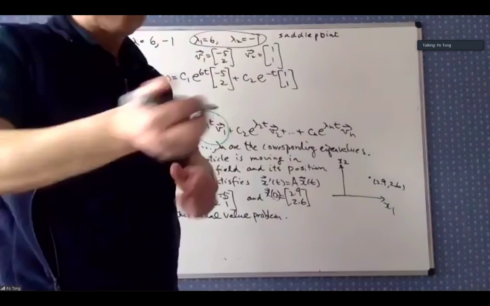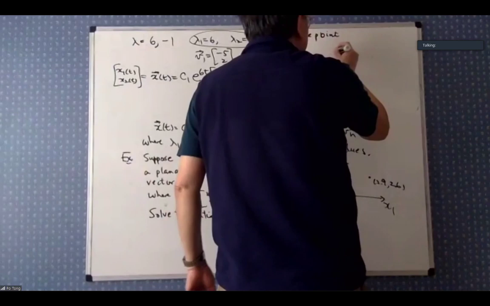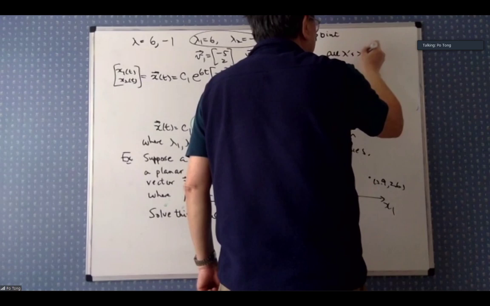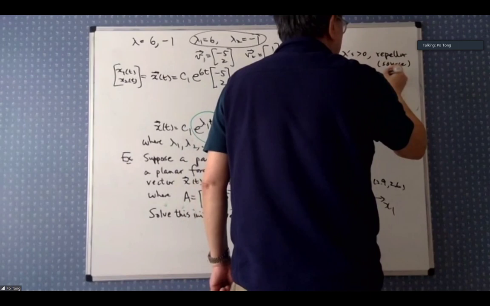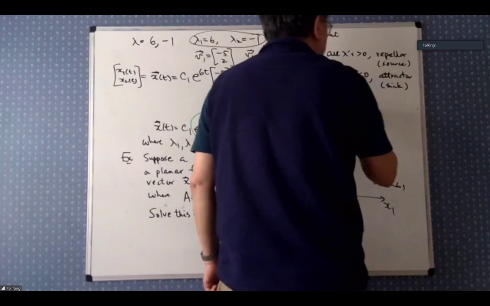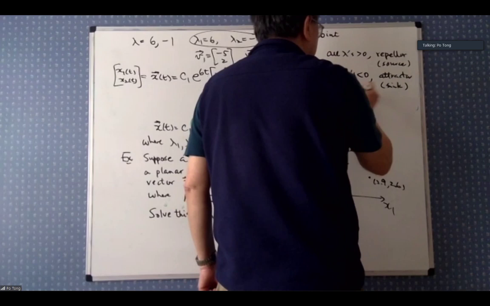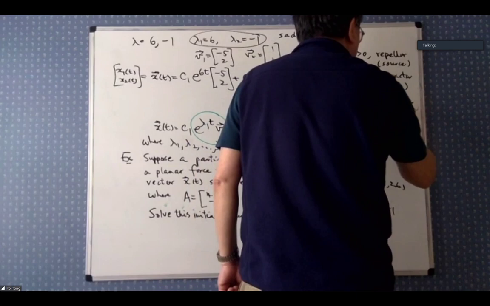So if all lambdas are positive, then it's called a repeller or source. All lambdas negative, it's called an attractor or sink. Some positive, some negative, it's going to be called a saddle point. Okay, these are terminology for dynamical systems.